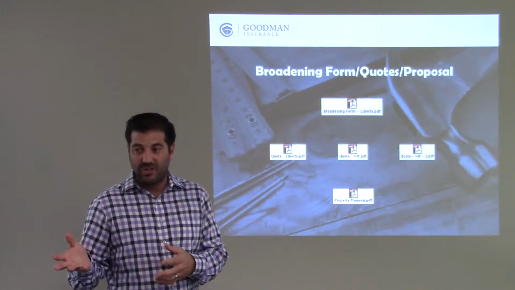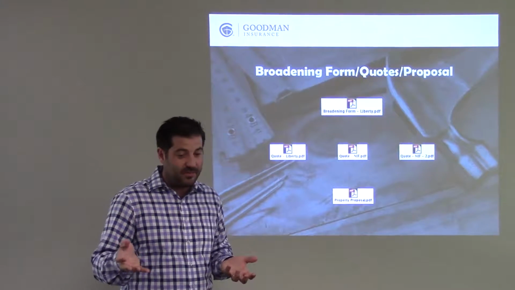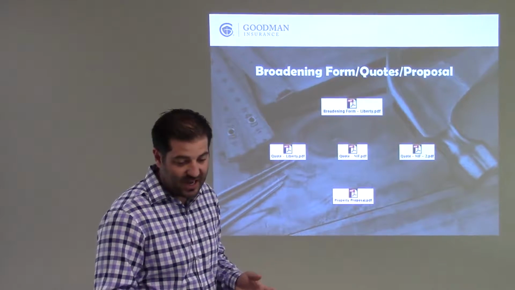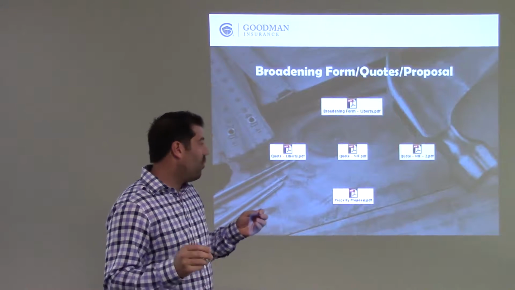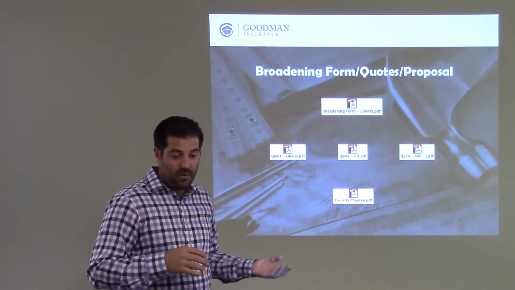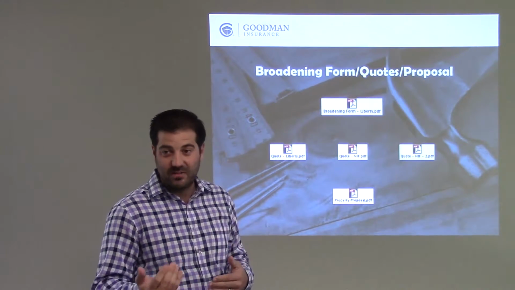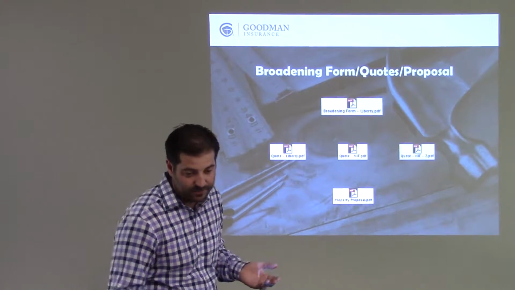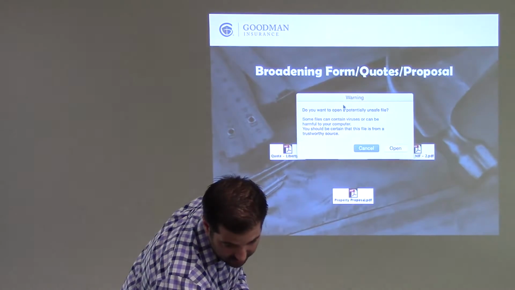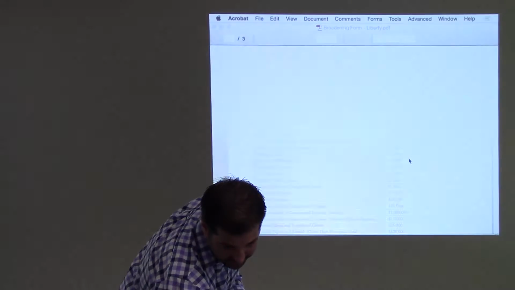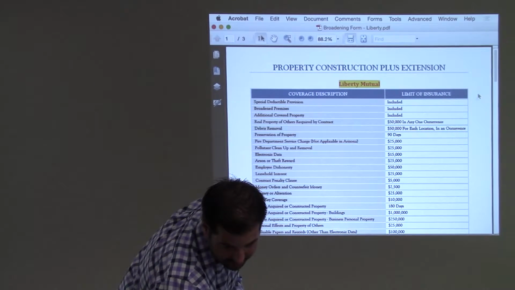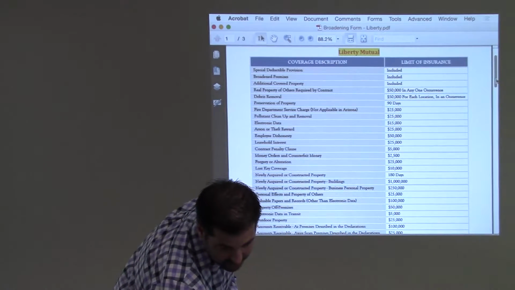So that was the last portion of what we needed to talk about in property. Now we're just going to go through things that you might see on the broadening form, what the quotes are going to look like, where you can find some information, and on a proposal as well. So, this is the broadening form for Liberty Mutual.